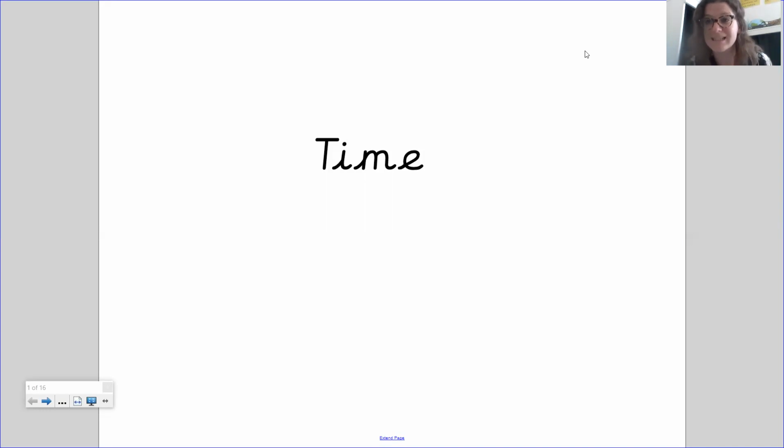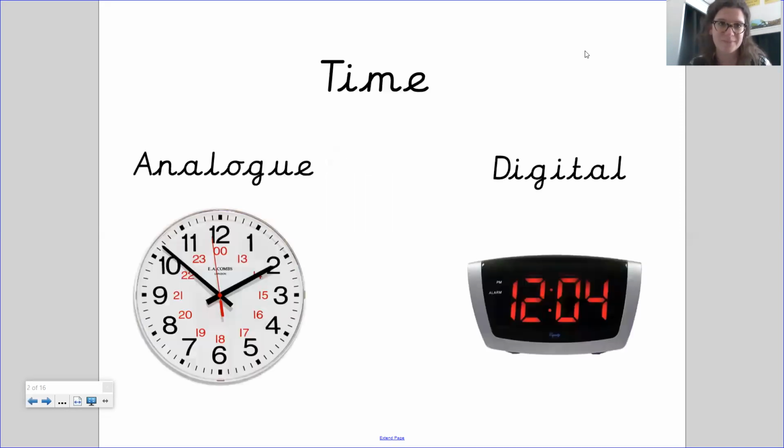It's maths lesson number 1. And this week we are continuing our learning about time. And in this lesson, we're looking at analogue and digital time.